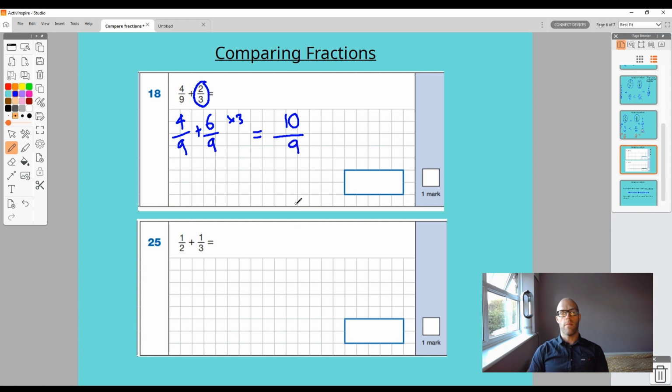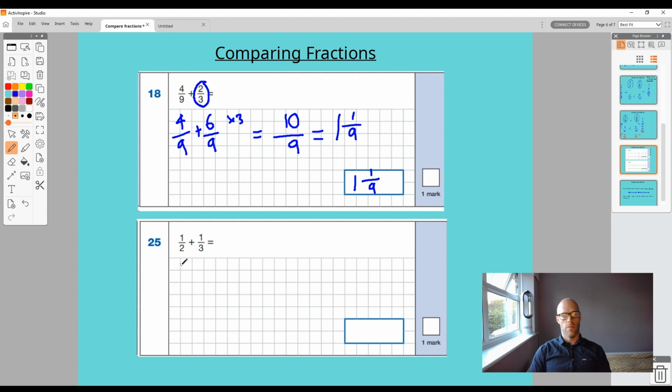ninths. Now it would be acceptable to leave that as the answer there, but it's what's called an improper fraction, where your numerator, number at the top, is greater than the number at the bottom. So we can also show it as this: 9 ninths makes 1 whole, and then 1 ninth over. I would always prefer to go with a mixed number over an improper fraction, but either would get the mark.